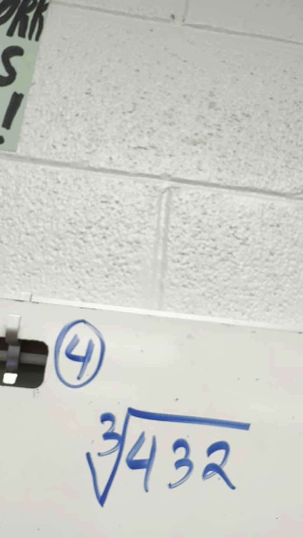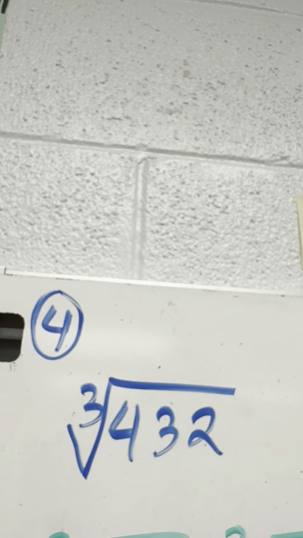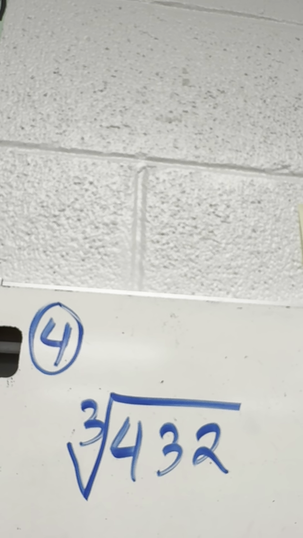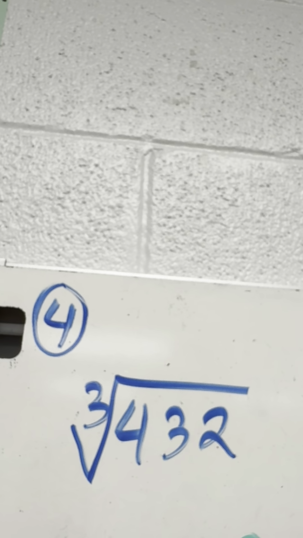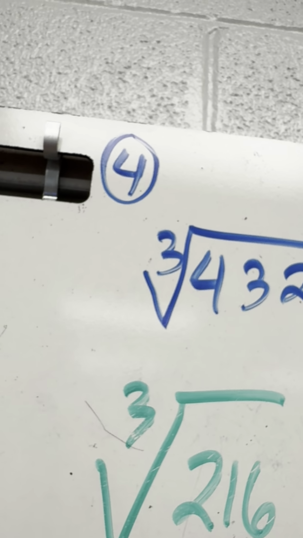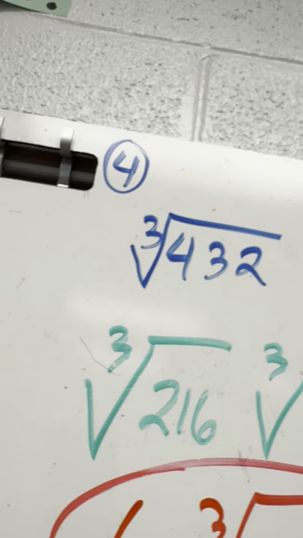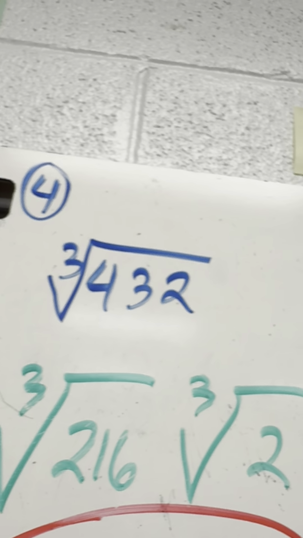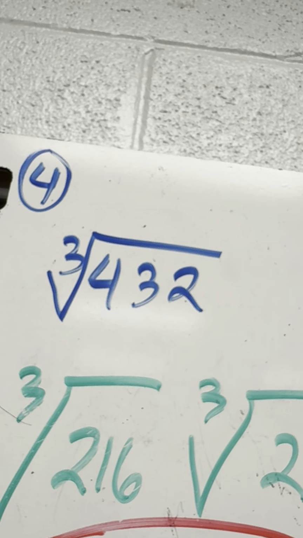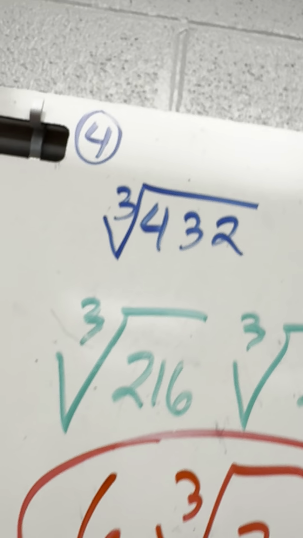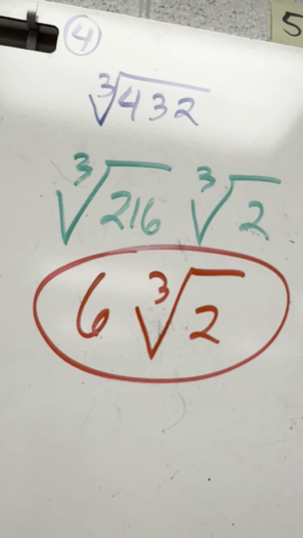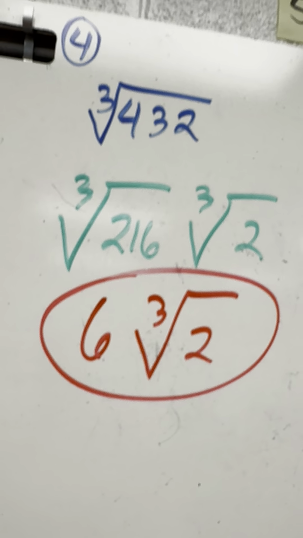All right, what's the cube root of 432? What perfect cube goes evenly into 432? 216. First of all, 216 times 2 is 432. And the cube root of 216 is 6. So your answer is 6 cube root of 2.